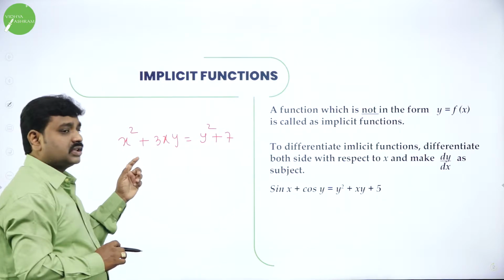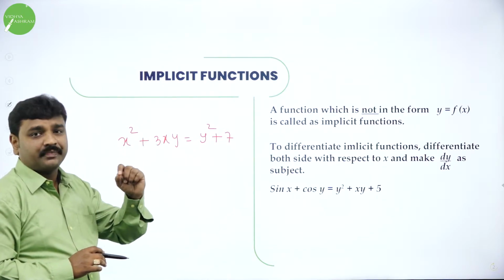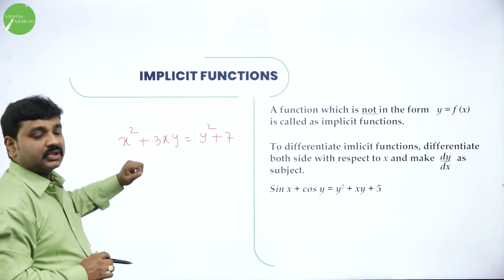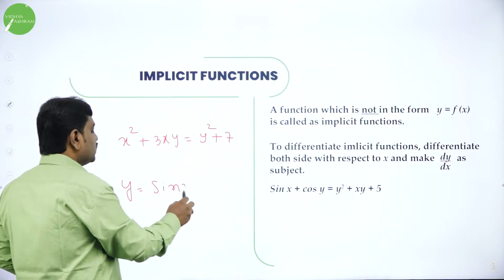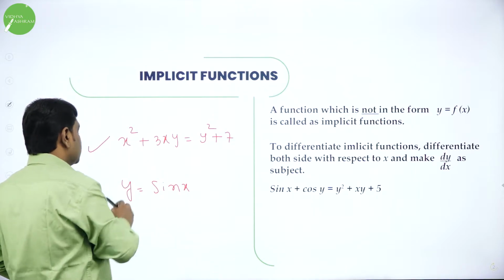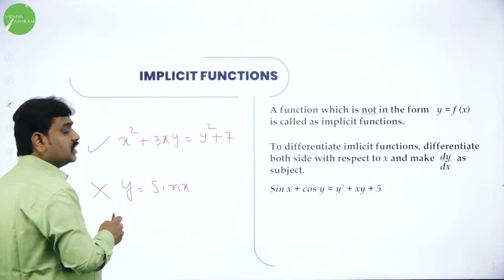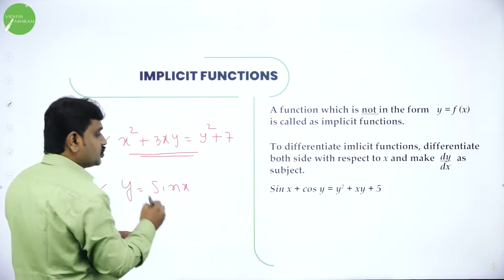The given question is not in y is equal to f of x form. So this is implicit. So if I write y is equal to sin x, this is not implicit, this is explicit. This is implicit, this is not implicit. So we will study these kind of questions today.